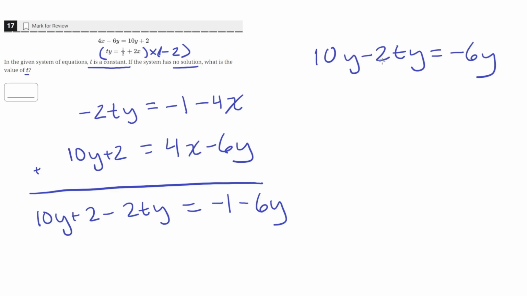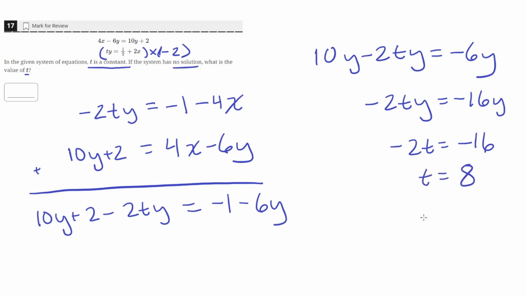So we can solve for y here. So negative 2ty equals, after we move the negative 10y to the other side, we'll get negative 16y. Then we can cancel out the y here to get negative 2t equals negative 16. So then t has to equal 8.